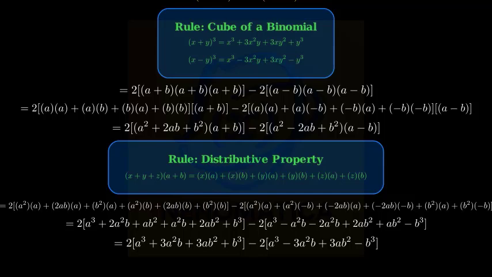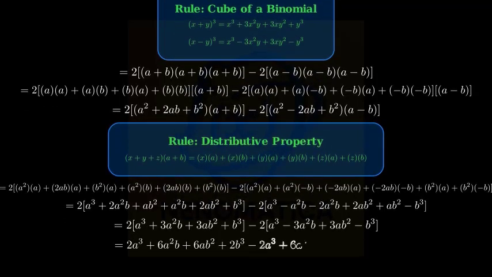Negative 2ab times negative b gives us positive 2ab squared. B squared times a gives us ab squared. And b squared times negative b gives us negative b cubed. Now we'll distribute the factor of 2 to each term inside the brackets. For the first part, 2 times a cubed is 2a cubed. 2 times 3a squared b is 6a squared b. 2 times 3ab squared is 6ab squared. And 2 times b cubed is 2b cubed.